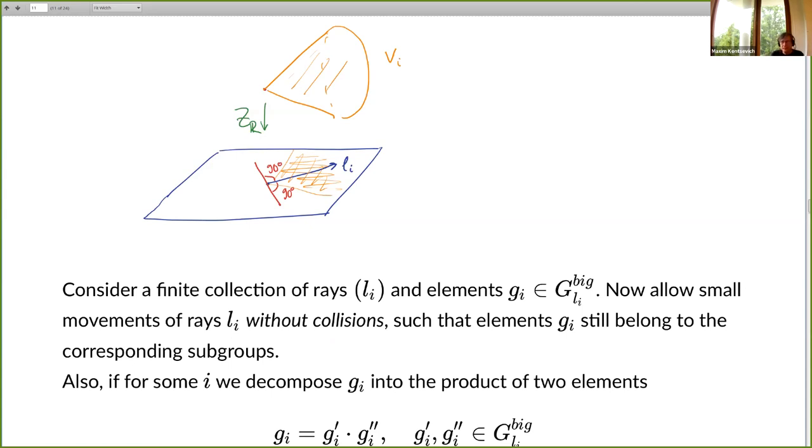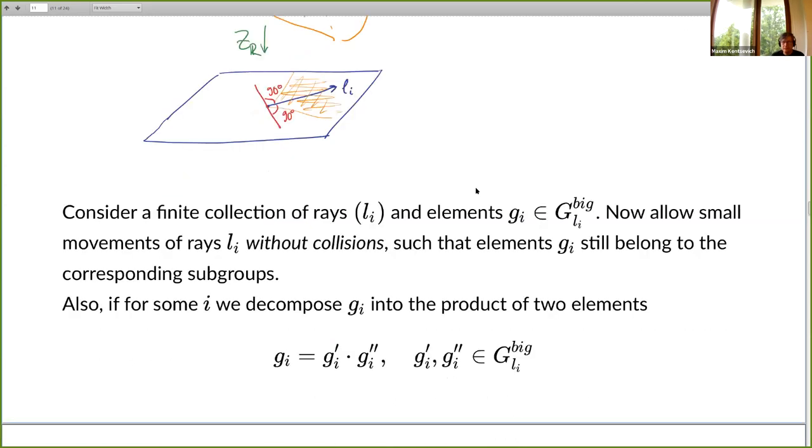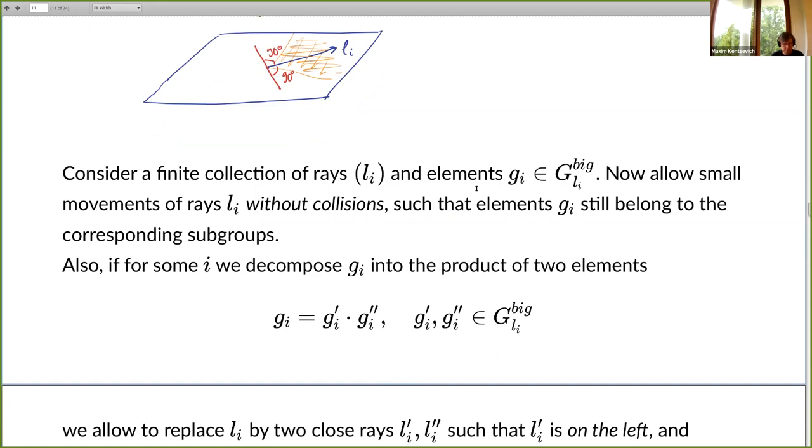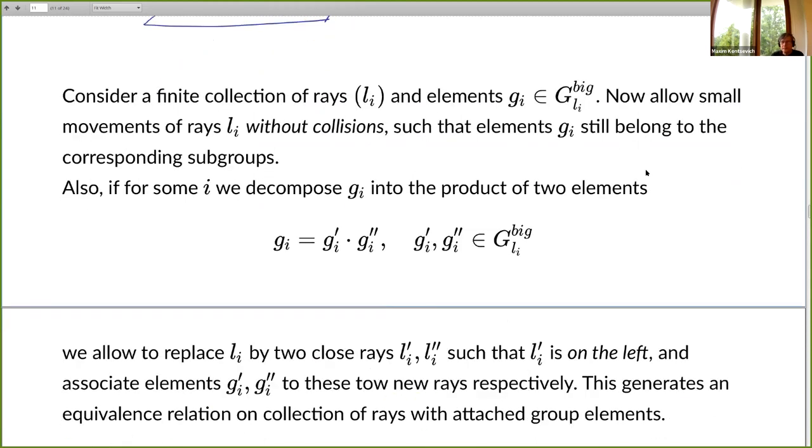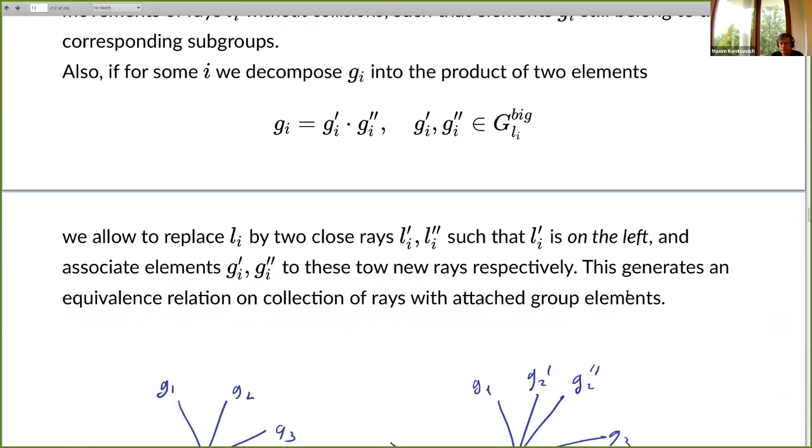Yeah, so it starts to rotate. And then another thing, when I allow collisions of rays, or maybe rays will be decomposed into two rays. Suppose my group element for one ray is a product of two other group elements, Gi prime, Gi double prime. Then I can rotate a little bit the ray, replace my ray by two close rays nearby. This Gi prime, Gi double prime will still make sense for these two rays. And Li prime will be on the left and Li double prime on the right, with associated elements to these new rays, respectively.